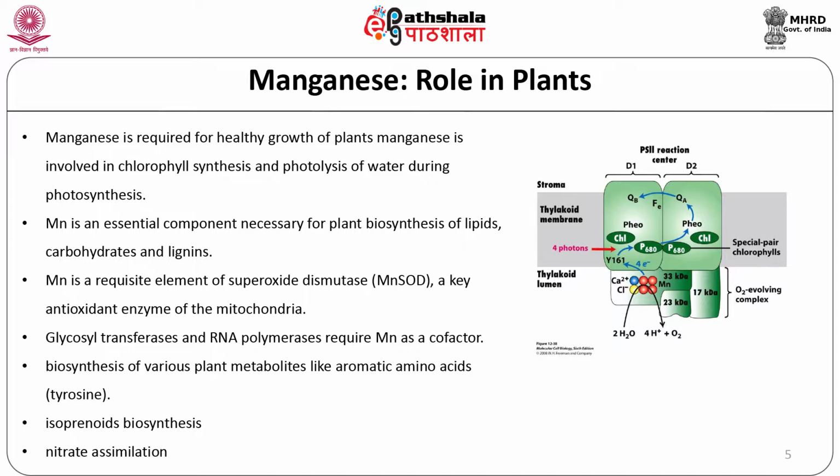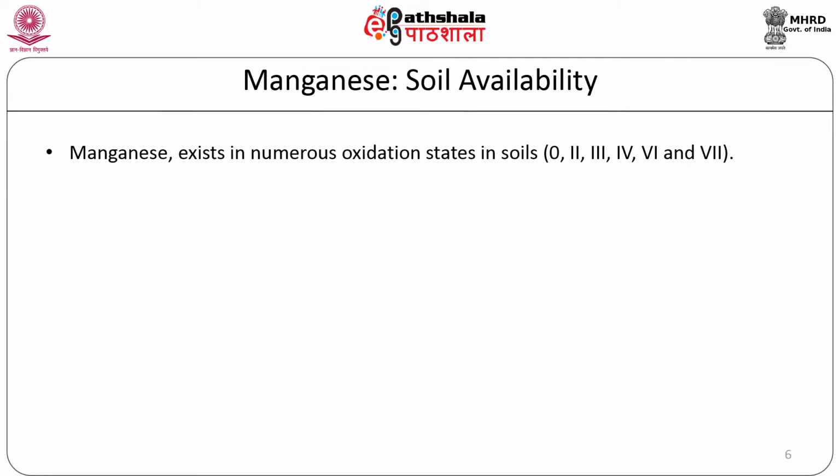It finds a role in biosynthesis of various plant metabolites like aromatic amino acids and flavonoids, which are an important class of secondary metabolites. Manganese also contributes in the isoprenoid biosynthesis and nitrate acetylation. Manganese shows a complex biogeochemistry in soils as it exists in numerous oxidation states, unlike the biological system where it occurs as 2, 3 and 4. The most soluble species of manganese in soil is Mn2+, while Mn3+ and Mn4+ show slight solubility.